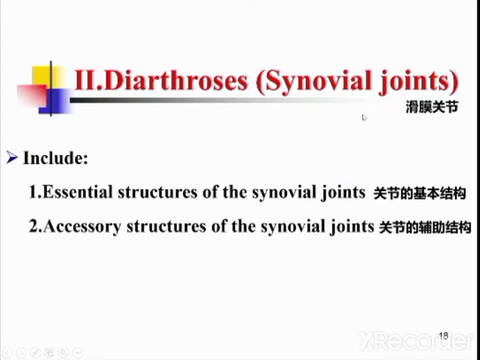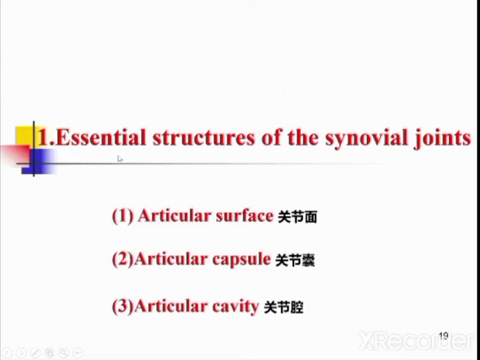The synovial joints include the essential structures and the accessory structures of the synovial joints. This content is very important, and you should remember it. 关节的基本结构, 关节的辅助结构 are the essential structures and accessory structures of the synovial joints. Now, the essential structures of the synovial joints include the articular surface, 关节面; articular capsule, 关节囊; articular cavity, 关节腔.